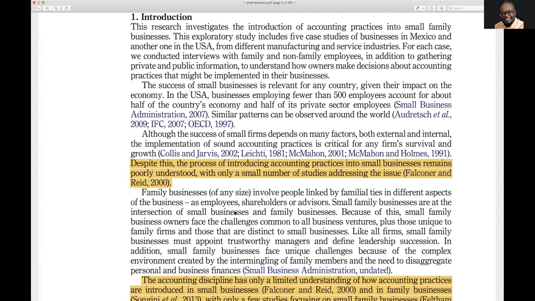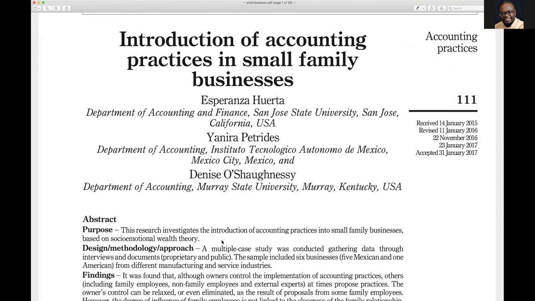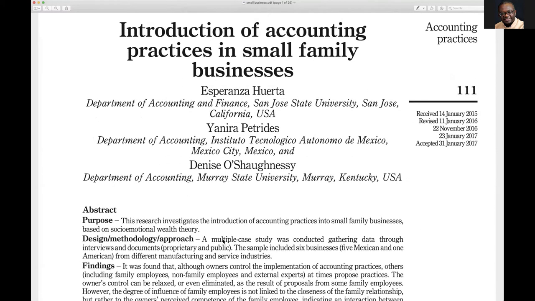So let's go back to accounting. Accounting people have been waiting for what I will say. This is a paper on the introduction of accounting practices in small family businesses. Everybody who is here, small family business needs more research in Ghana, in Africa. We don't do much research in this area. So anything you do, you can look at small family business.